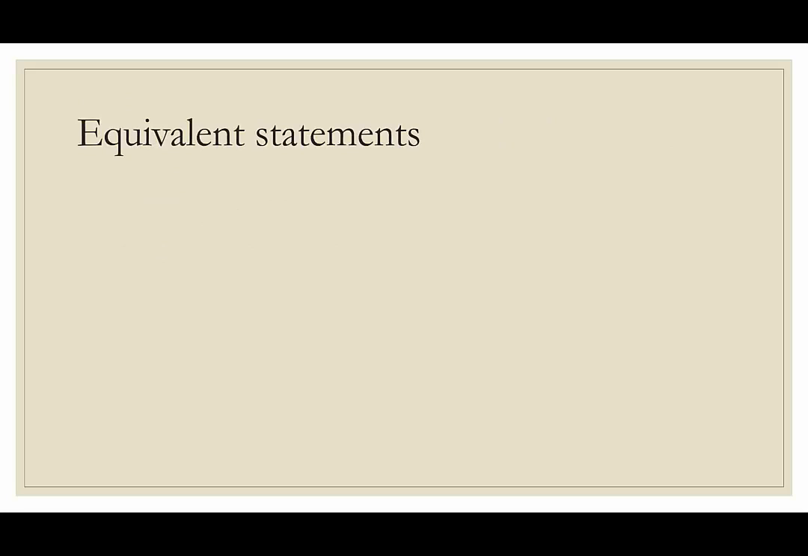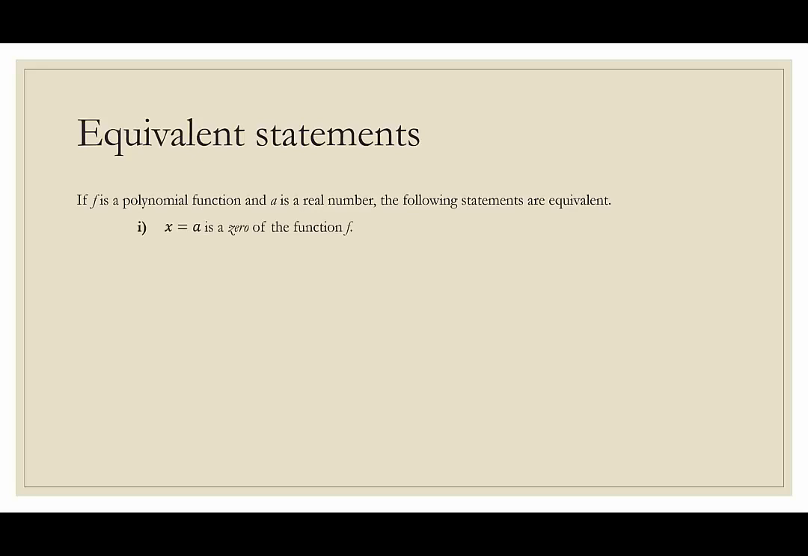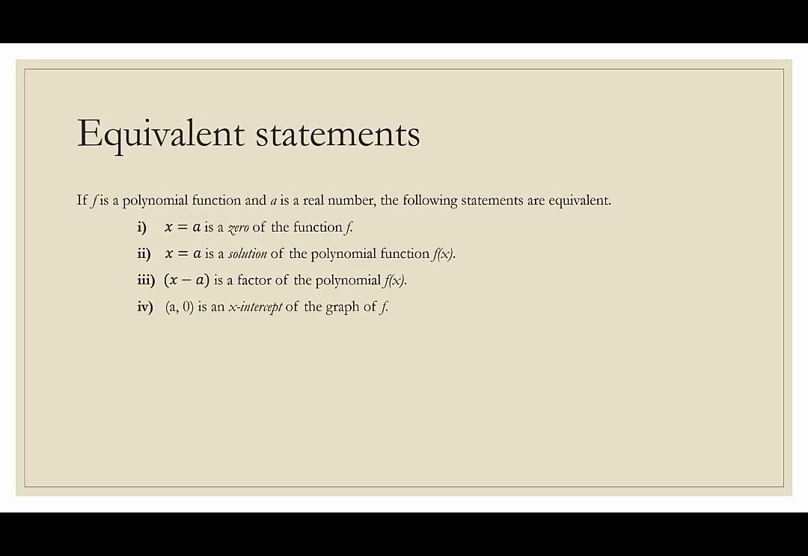Now we're going to talk about 4 equivalent statements. These 4 things tell us the same piece of information, so it can be written in any of these 4 ways and they all mean the same thing. Before we get to those 4 statements, though, we have a little bit of background definition. If f is a polynomial function and a is a real number, these are our equivalent statements. Number 1, x equals a is a 0 of the function f. Number 2, x equals a is a solution of the polynomial function f of x. Number 3, x minus a is a factor of the polynomial f of x. Number 4, (a, 0) is an x-intercept of the graph of f.